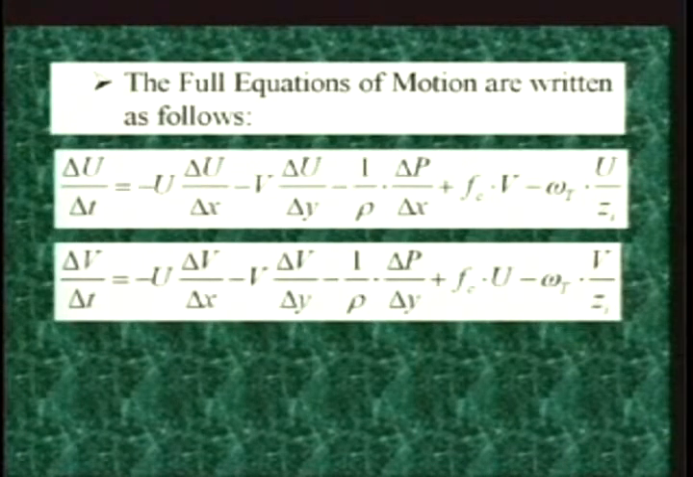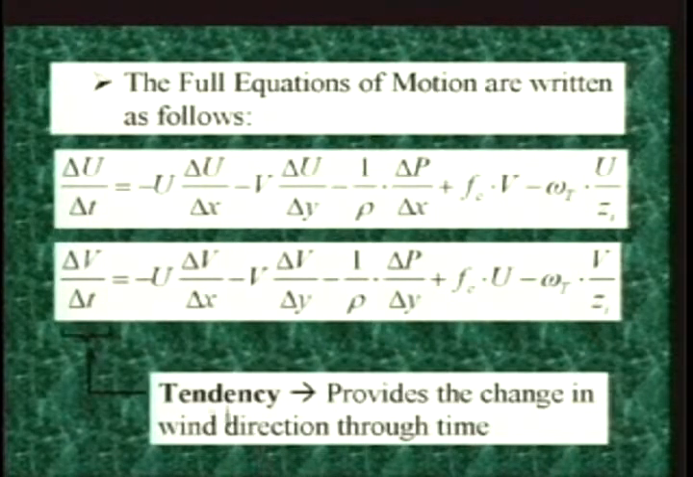Now, remember, all of this stuff before was represented by F net, or your net forces. I can expand that out and show you everything visually. So now you see all of the components that are coming into play to give us our end result. So what is everything you see here? What's going on here? This first variable right here, this is tendency. So we are finding tendency, which provides the change in wind direction through time. This is what we're trying to find right here.